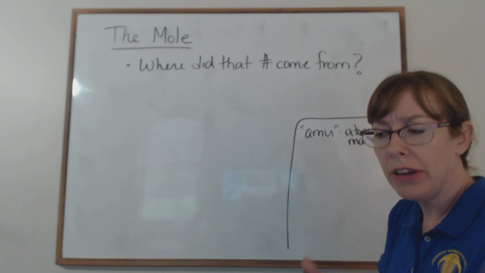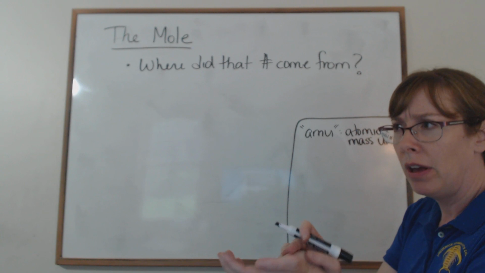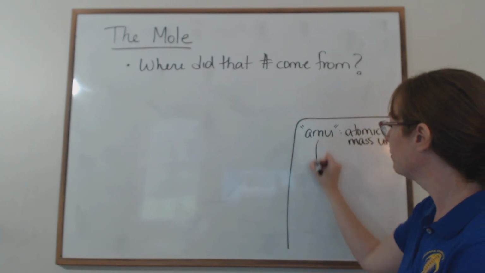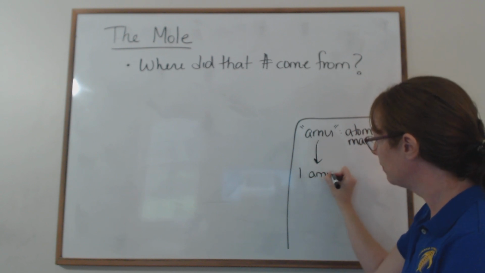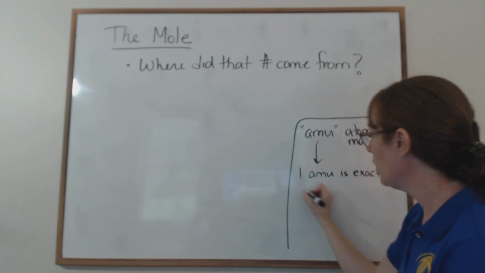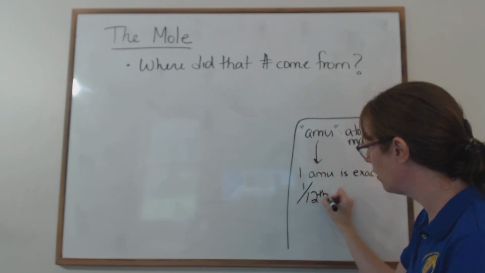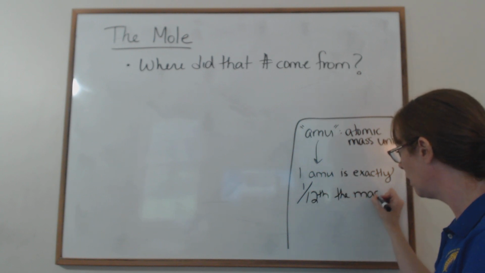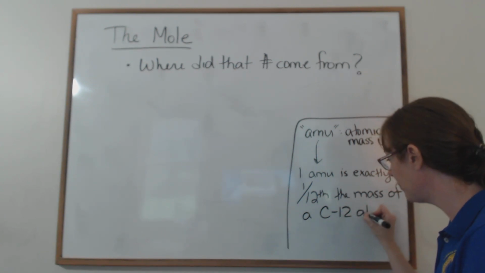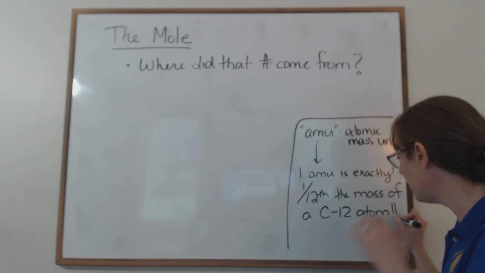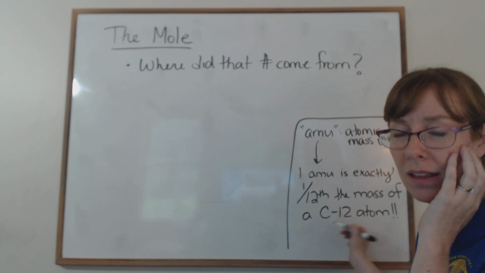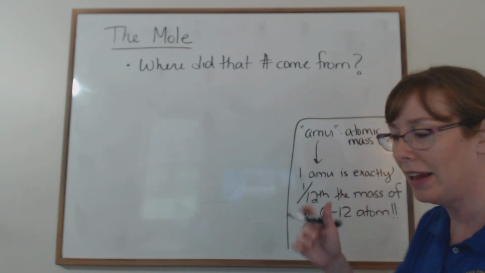What is it though? I mean, every unit must have a standard somewhere. Like, where did it come from? What does it represent? Here's the thing. 1 AMU is exactly 1/12 the mass of a C12 atom. Now, see, we have enough information now. I had to teach you what this was first. That's why it didn't come right away. Things have to kind of get layered.